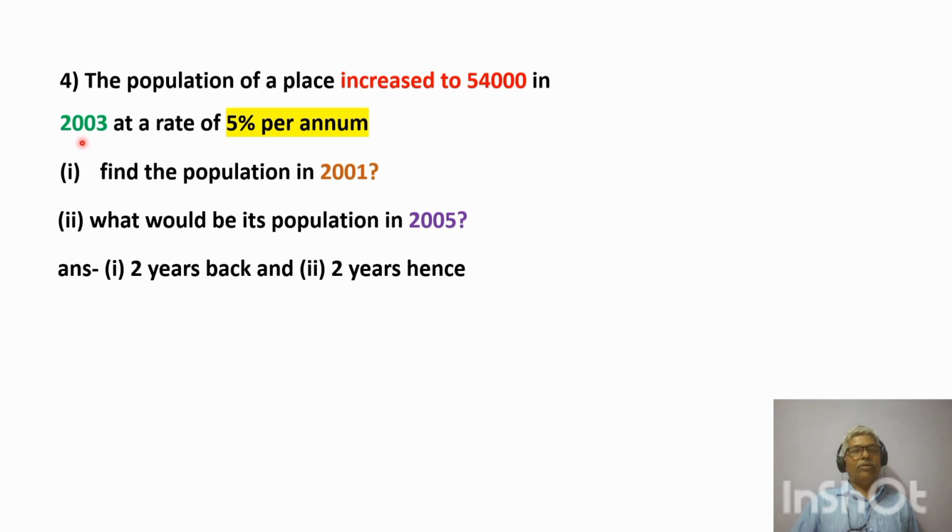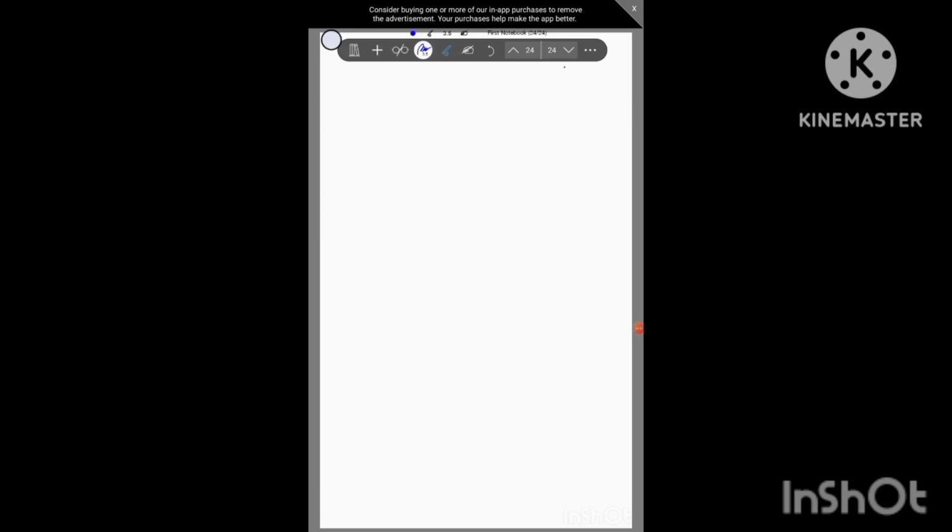Here is 2003, and 2 years back you have to find out. Very tricky, very interesting and very intelligent problem. And what will be its population in 2005? So let us go for the solution. Though population increase is given, this is a type of compound interest problem.